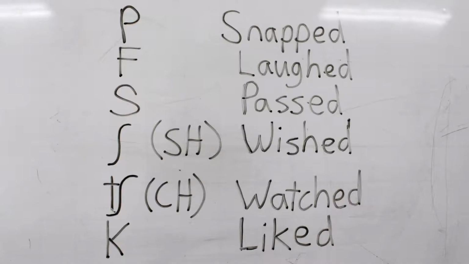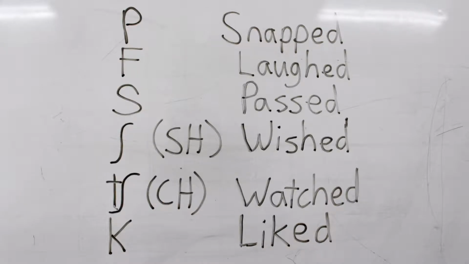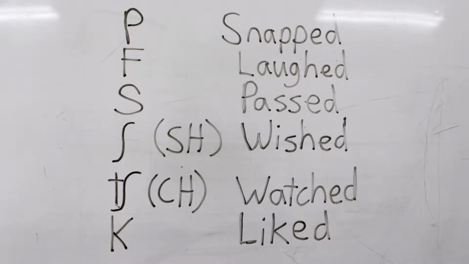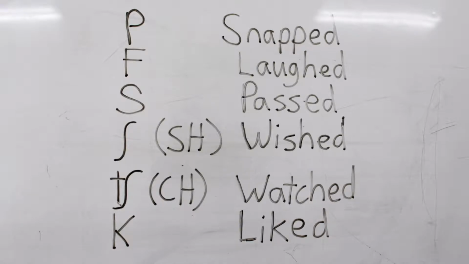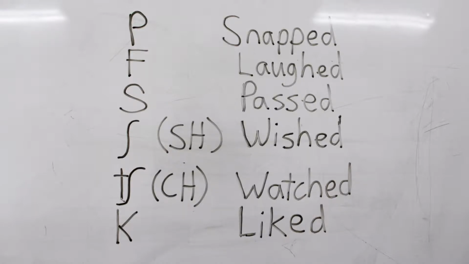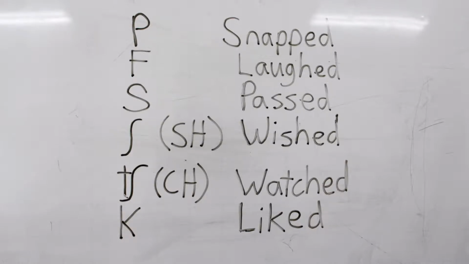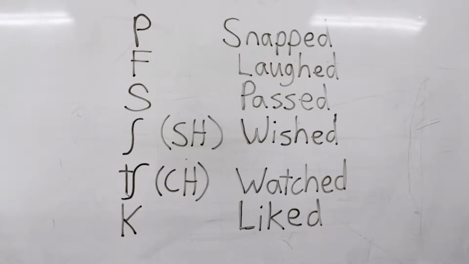I'll explain to you how to determine which ED word is a TED ending. Let's go into that. Take a look at these words: snapped, laughed, passed, wished, watched, and liked. Now look at the letters next to them: P, P, F, S, S, SH for wished, CH for watched, and finally K, K for liked.